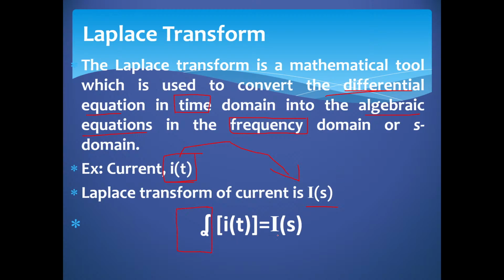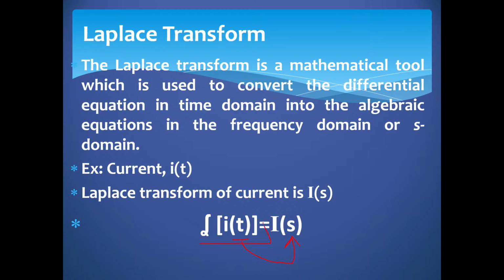This is the symbol of Laplace. So Laplace of I of t is what? I of s. Simply, the current which was varying with respect to time has been converted into the current which varies with respect to frequency.